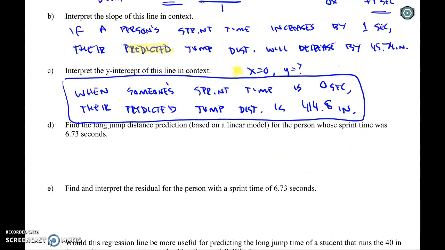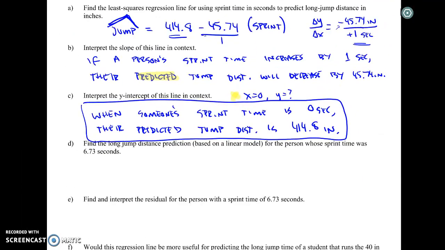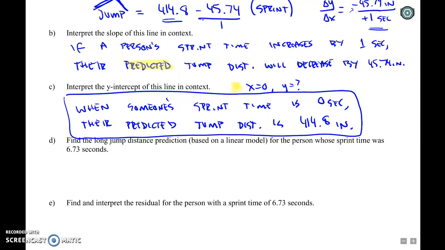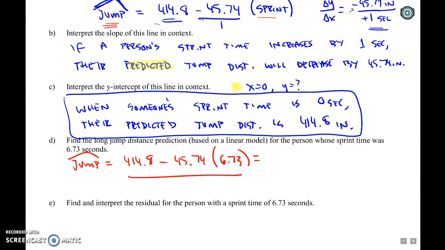Find the long jump distance prediction based on a linear model for the person whose sprint time is 6.73 seconds. So basically I want to use my model to make a prediction on jump based off of a sprint time. So just plug it in. On the AP test, again, you have to show your work. You do have to write 414.8 minus 45.74 times 6.73. If you do not put this down, you will not get credit for the problem, guaranteed.